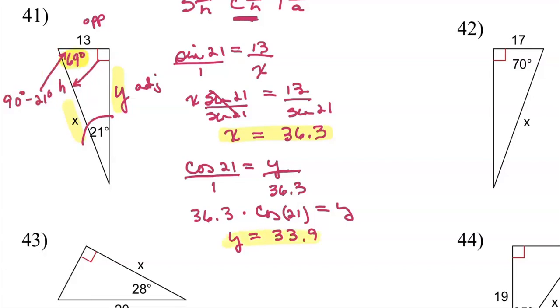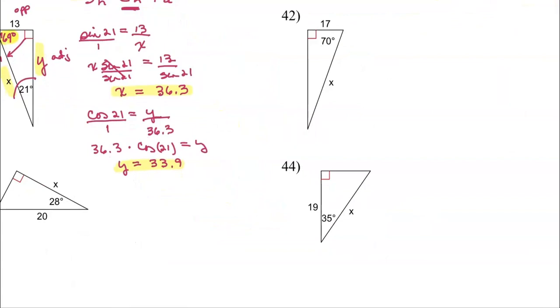Now I have everything I need. I have the x and I have the y. Now you may find if you use this 36.3 side, you have a little rounding issue with y. That's okay. Just show your work, and if you have a little rounding thing because of the approximation, that's okay.